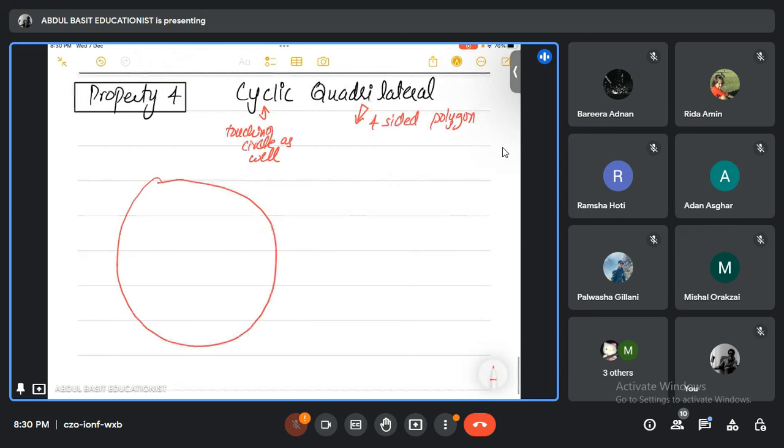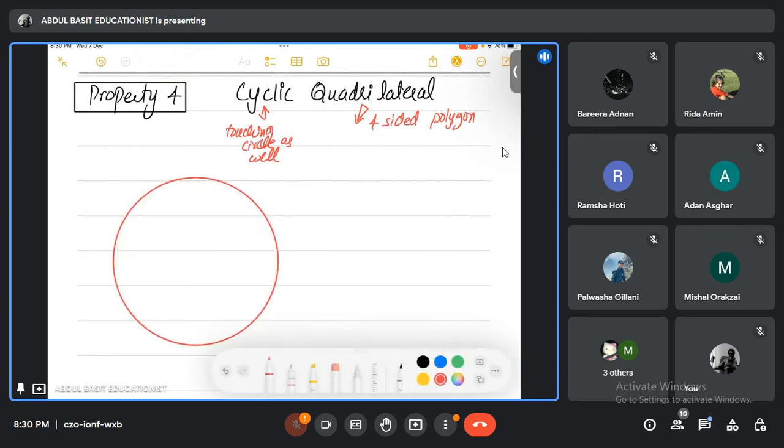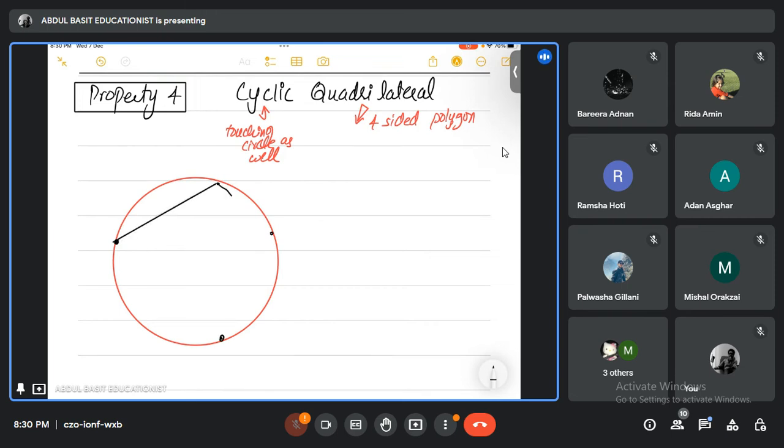So, for example, if this is a circle, let me draw 4 points of my own choice. 1, 2, 3, 4. I'll join them one by one like that, because I'm interested in making a quadrilateral. So now this quadrilateral is what? It's a cyclic quadrilateral. Agree? Agree, everybody?